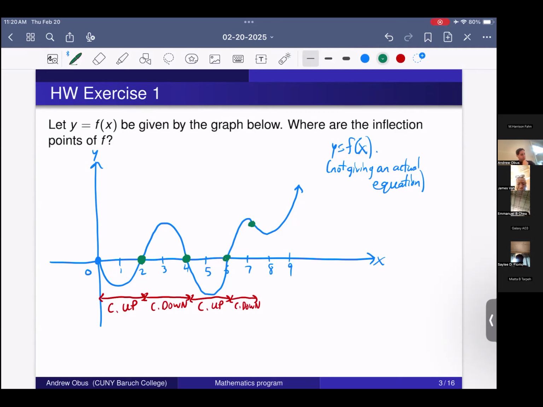And also we have an inflection point over here where it changes from concave up to concave down. And then for the rest of the graph here, it basically looks like it's concave up, right? So I'd say the rest of the way it looks like it's concave up on the entire graph, so there aren't any more inflection points. So the green points here should be the inflection points.